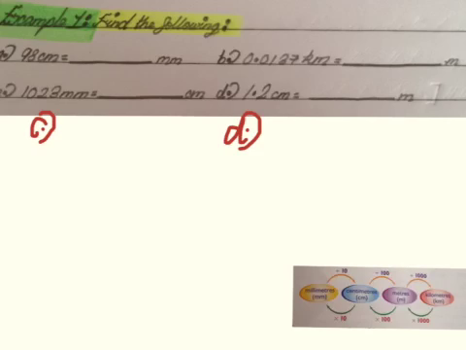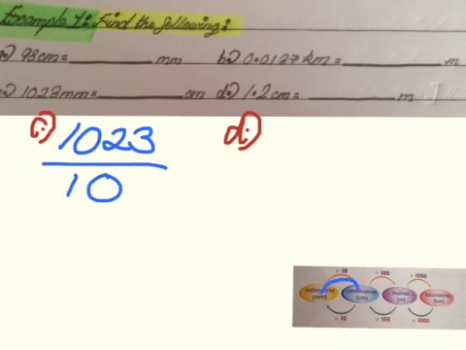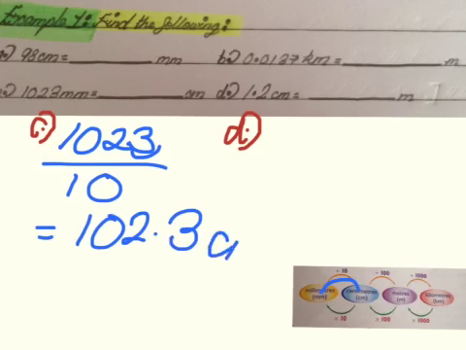Example 1, we're still continuing. Part C, 1023 millimeters into centimeters. Now we're seeing that millimeters into centimeters is divided by 10. So we divide this by 10, which just gives a point, and that is 102.3 centimeters.